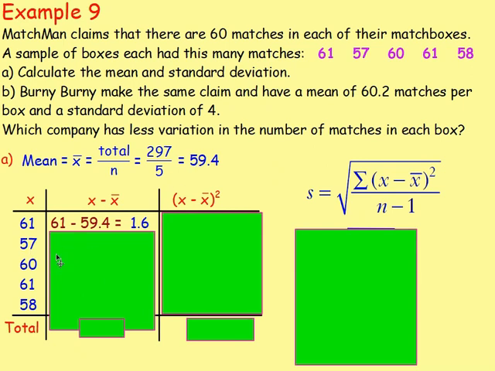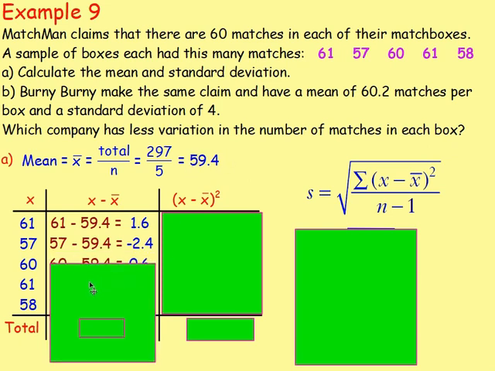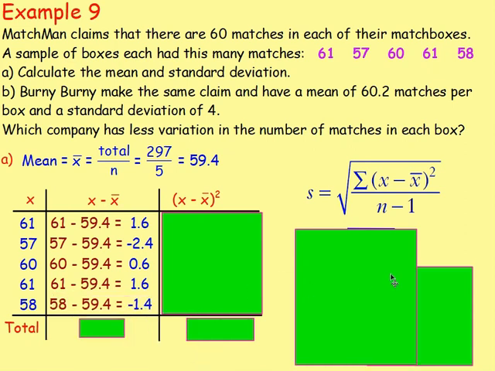If we do 57 take away the mean, we end up with negative 2.4. 60 take away the mean, 59.4 gives us 0.6. 61 take away the mean, and 58 take away the mean.